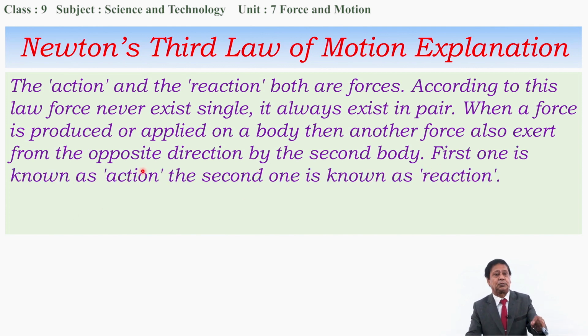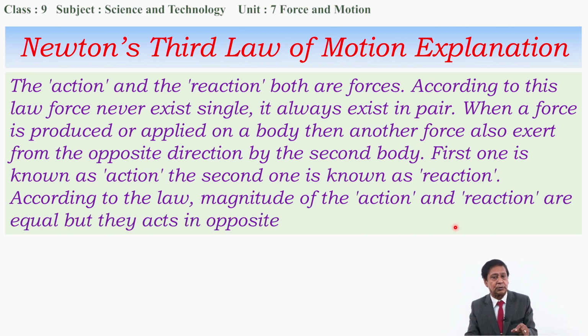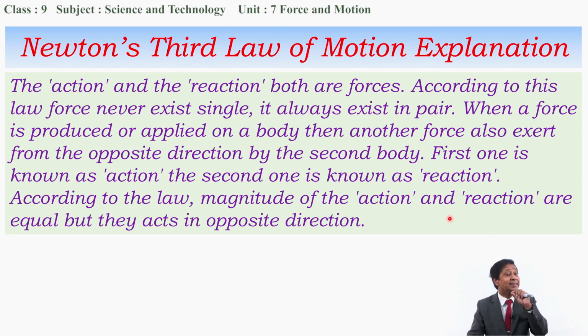When a force is produced or applied on a body, then another force is also exerted from the opposite direction by the second body. The first one is known as action and the second one is known as reaction. According to the law, the magnitudes of action and reaction are equal, but they act in opposite directions. This is the explanation about Newton's third law of motion.